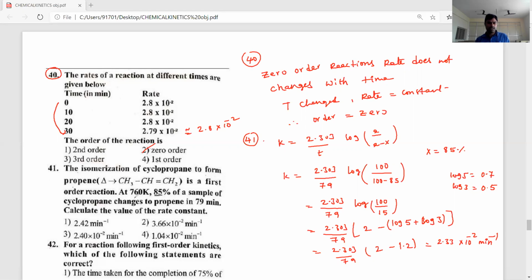So the answer is the first option, sorry, 2.33 into 10 to the power of minus 2, means the third option is correct. Approximately 2.4 into 10 to the power of minus 2, nearer to this value, that's why the third option is correct. Okay, let's see next, 42.